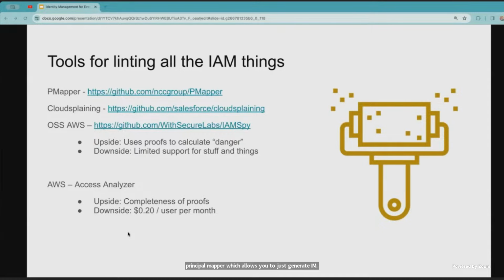There's the Cloudsplaining project, which used to be a Salesforce project, now archived. It's going to be taken care of and curated by someone else here very soon. And then IAM Spy is kind of an open source version of AWS's Access Analyzer. So I really like Access Analyzer because it's a free feature that you can just kind of enable in your cloud, and it will tell you if you have dangerous access conditions. Recently, they did announce some premium features that now cost 20 cents a user or role per month. So depending on your use case, that can actually add up pretty quick.